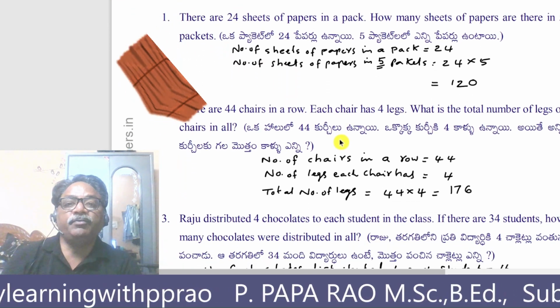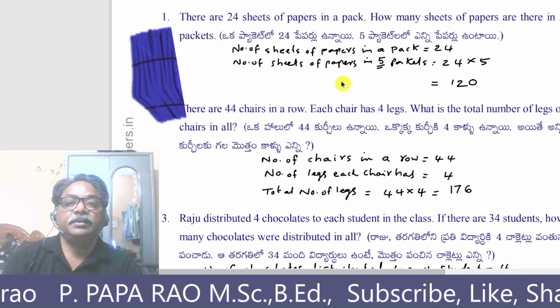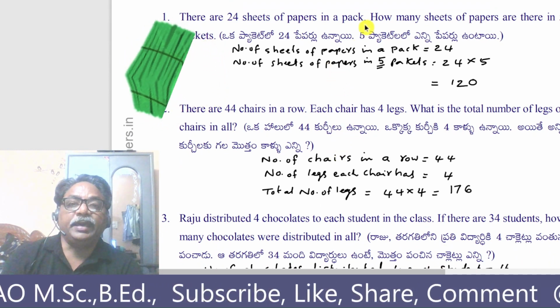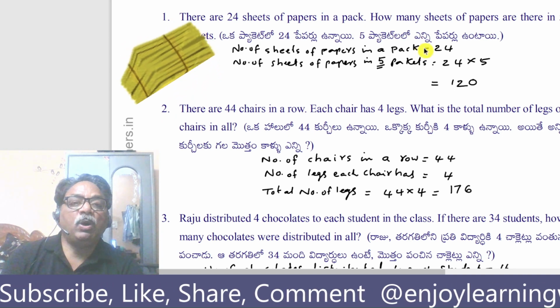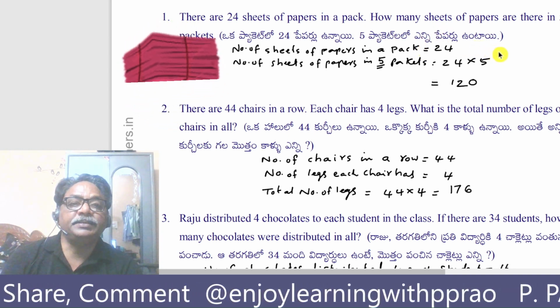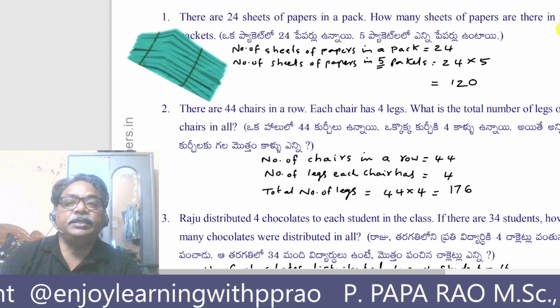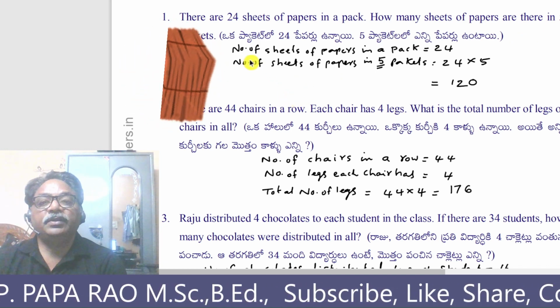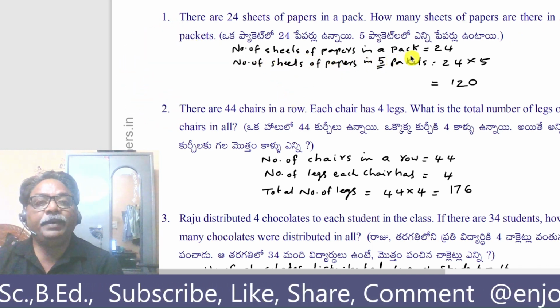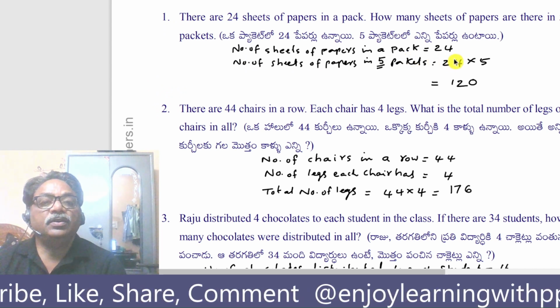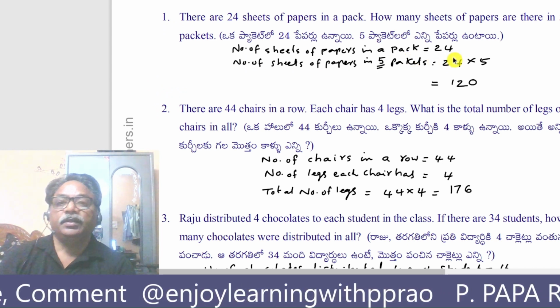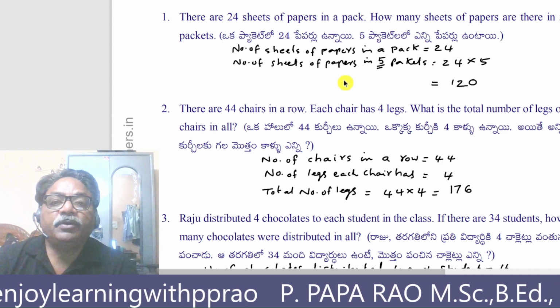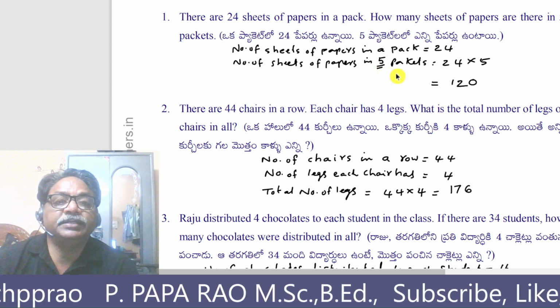There are 24 sheets of paper in a pack. How many sheets of paper are there in 5 packets? Number of sheets of paper in a pack is 24. The number of sheets of paper in 5 packets.